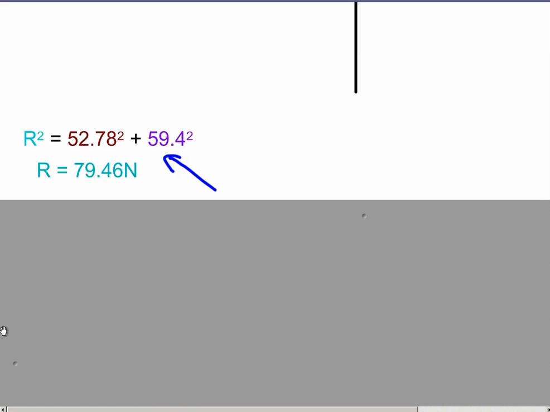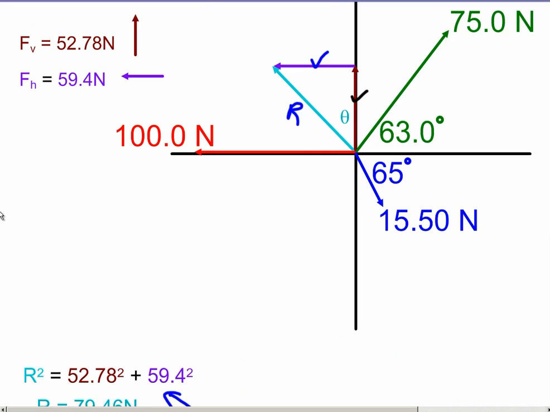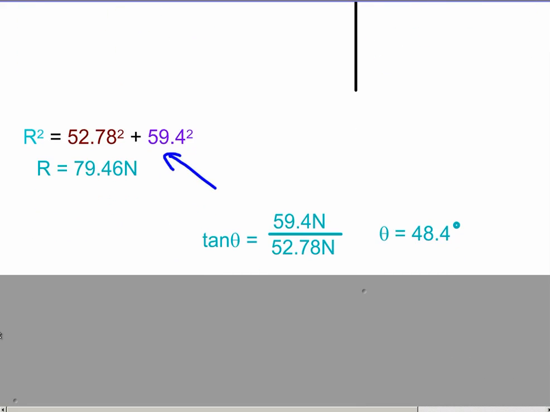If we want to find the angle, we can either find the angle relative to the vertical or the angle relative to the horizontal. We're going to look at the angle relative to the vertical. Our horizontal component, 59.4, over our vertical component, 52.78 newtons, opposite over adjacent. That's going to be the tangent of our angle. And our angle is 48.4 degrees to the left of vertical is the direction of our resultant.